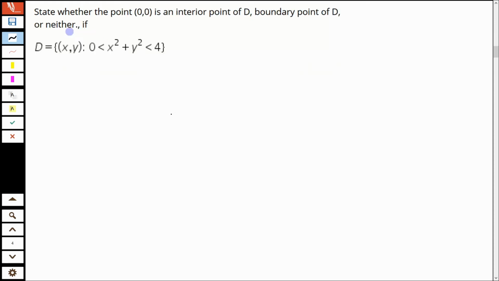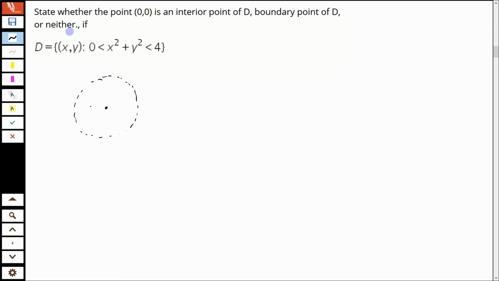State whether the point 0, 0 is an interior point of D, a boundary point, or neither. If it's neither, we would call it an exterior point, which basically means it's completely outside of my set. So let's draw this region. This is the point. This is a circle with radius 2, but the boundary is not included here. And I'm excluding the center, because I can't have a radius of 0.